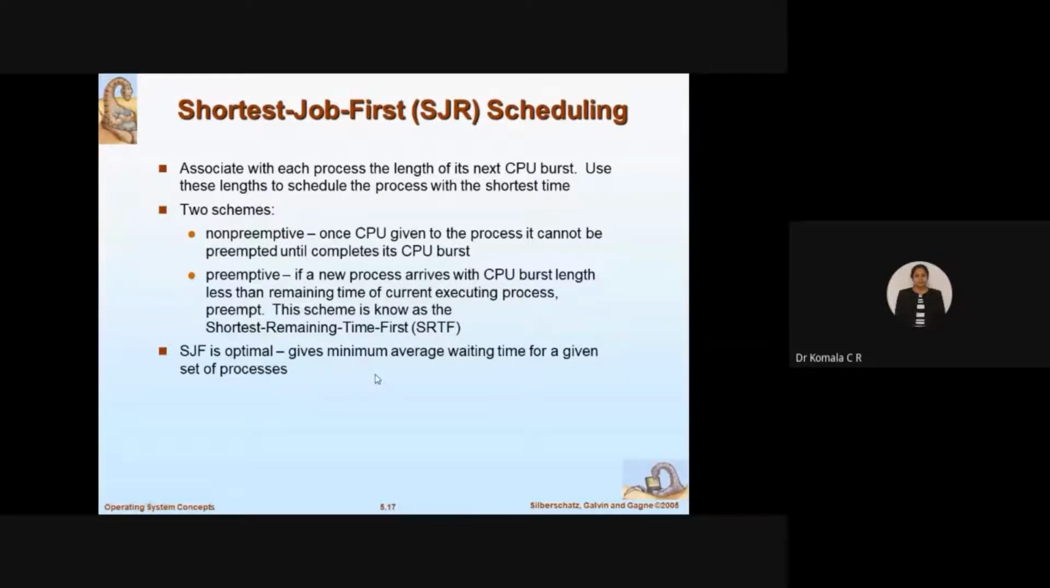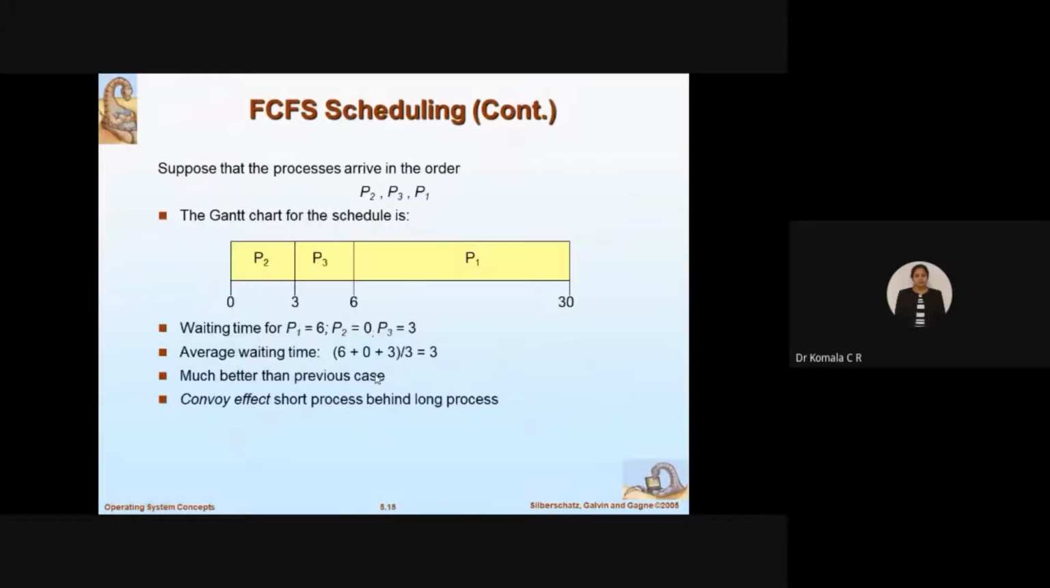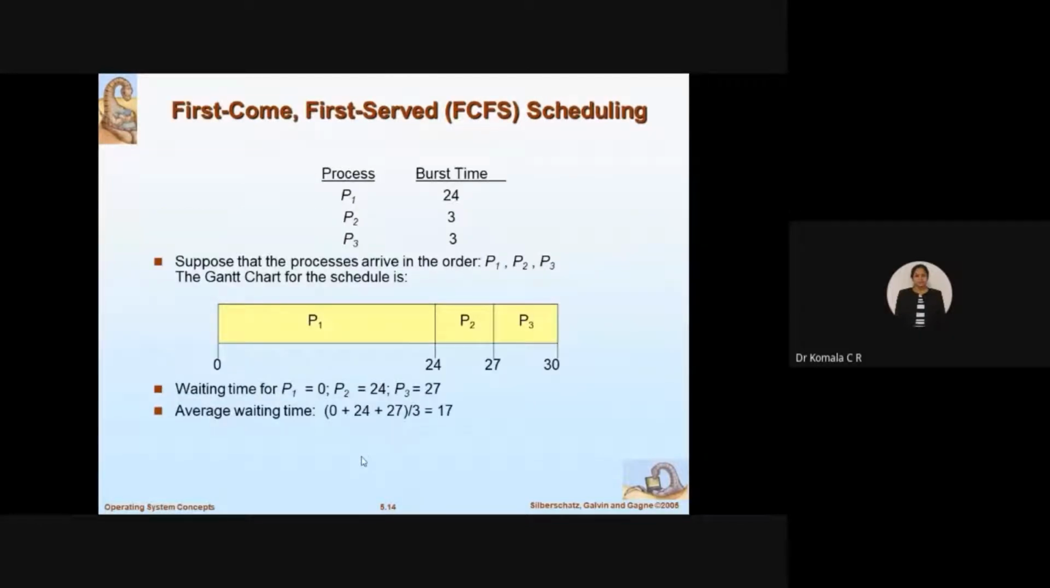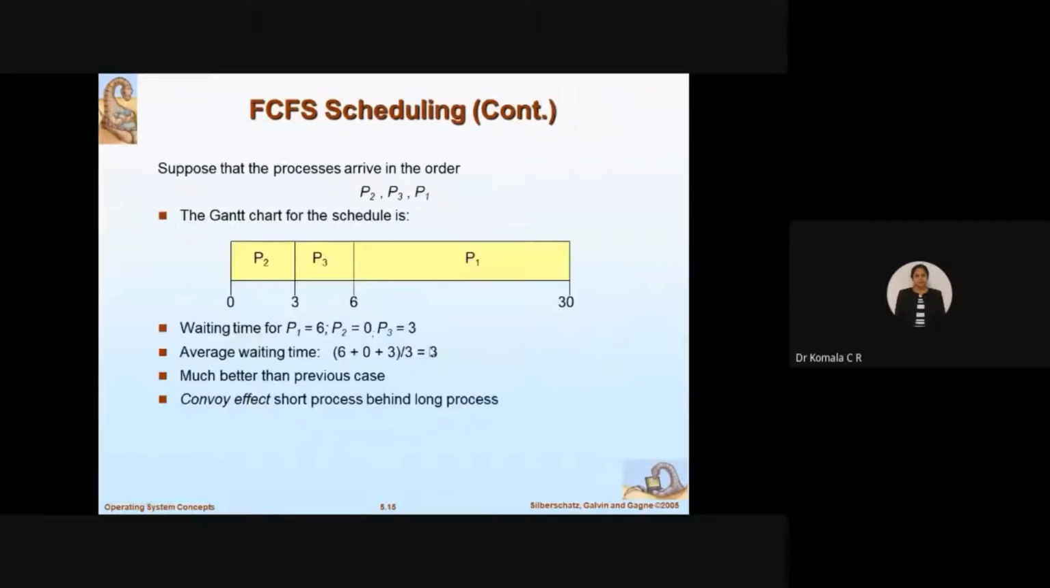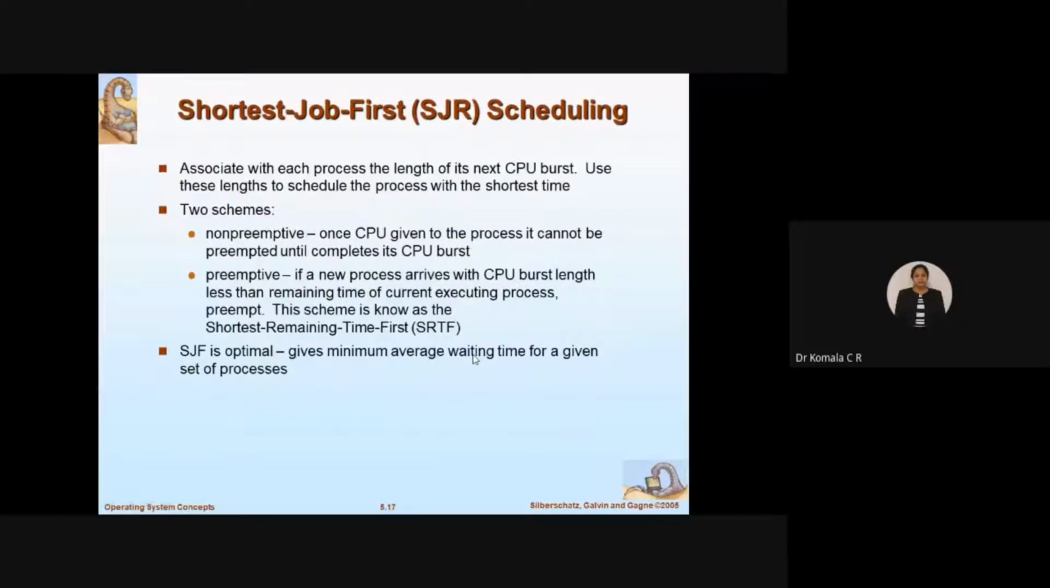Why? In case of FCFS, you would have observed, in the first example the average time is 17. In the second one the average time is 3, because if you change the order, the average time is getting reduced. Whereas in case of SJF, we concentrate on the job which requires less time. So obviously the average waiting time will be less compared to FCFS. So let us understand.